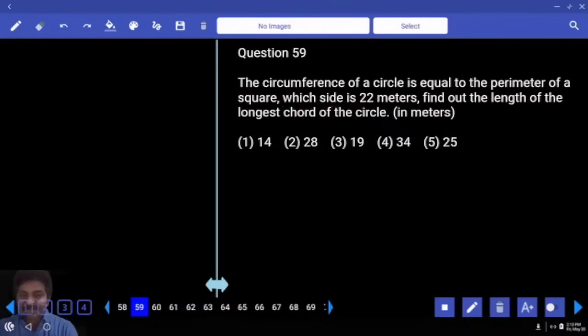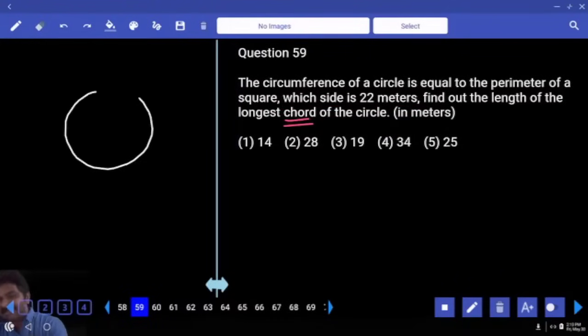So first of all, you should understand the meaning of chord. There is a circle, and a line touching 2 points of the circle is called a chord. This is a chord. This is a chord. But the question is, the longest chord should be the one traveling through the center. Yes, that is called the diameter. So we were asked to calculate the diameter. Indirectly, they asked you to calculate the diameter.